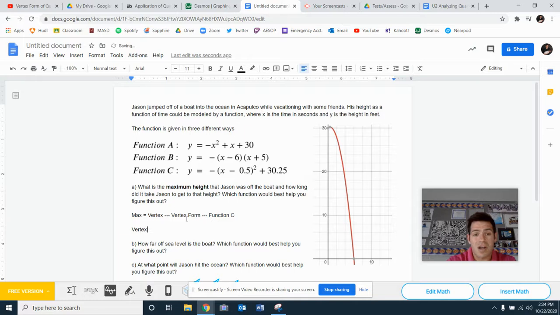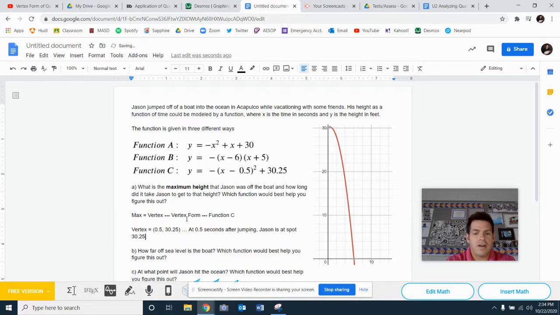We know that our vertex, if we just look at C, would be the point (0.5, 30.25). If x is the amount of time in seconds and y is the feet, then at 0.5 seconds after jumping, Jason is at a spot 30.25 feet above the sea.